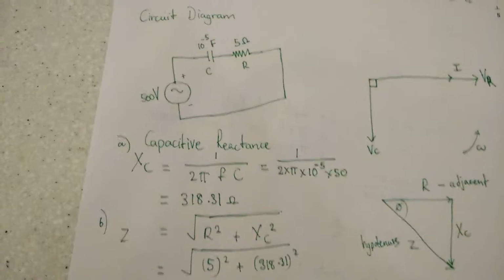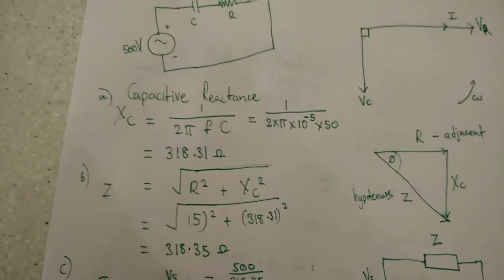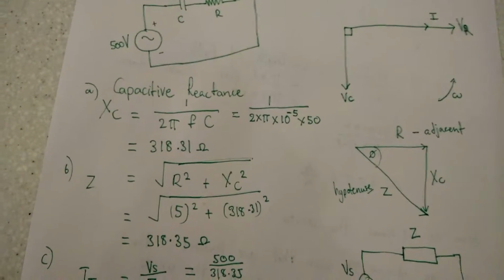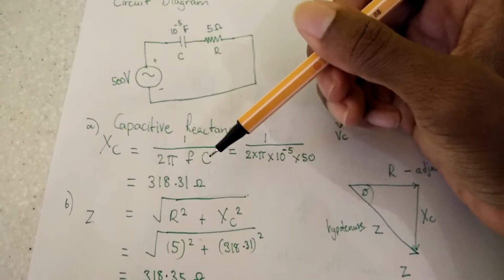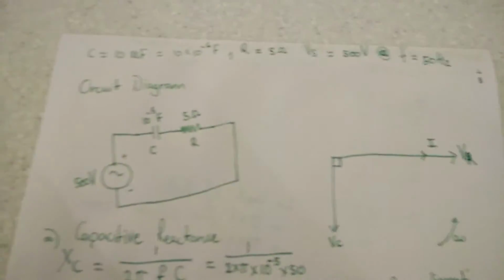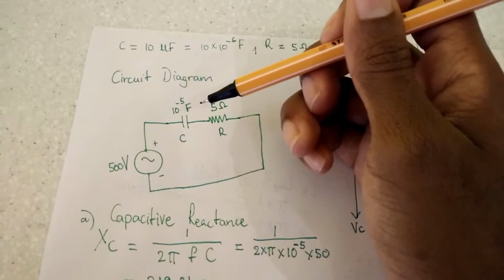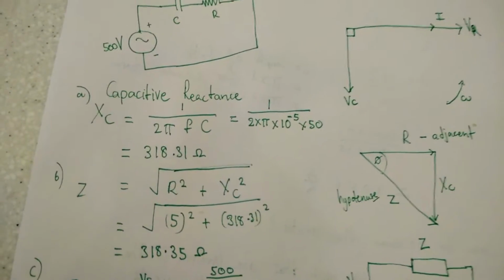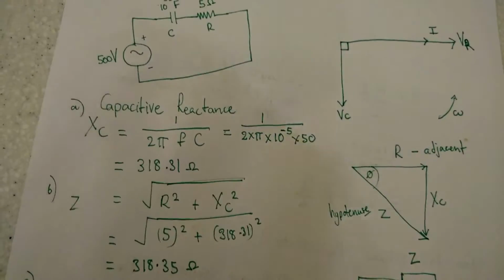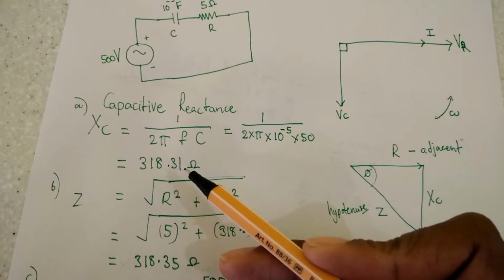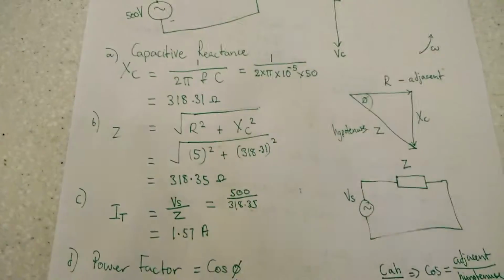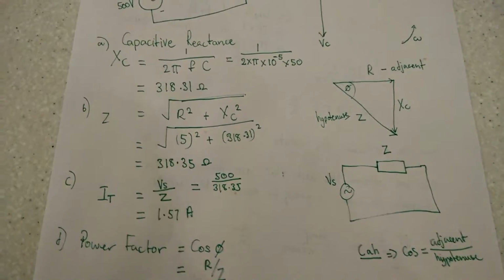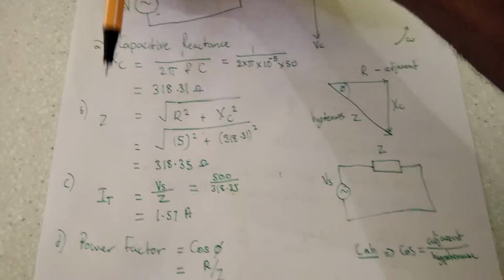Alright, so they ask us to calculate the capacitive reactance, and the formula for capacitive reactance is 1 over 2 pi fC. So we have f and we have C. f was given as 50 Hz, and C, we know, is 10 to the minus 5 farads, which gives us a value, when calculated, of 318.31 ohms. So now that we know the capacitive reactance, or XC, we can calculate the impedance.